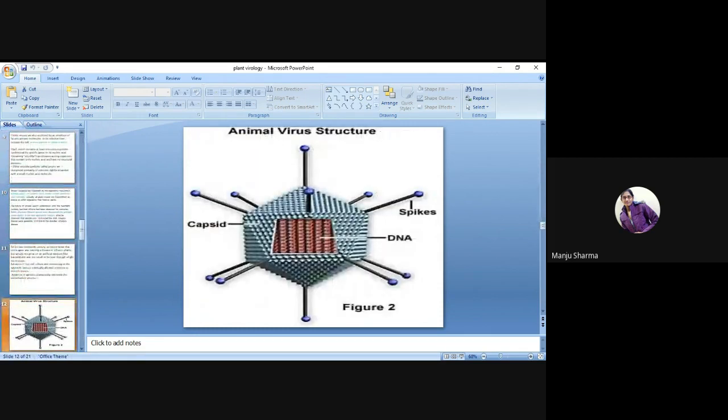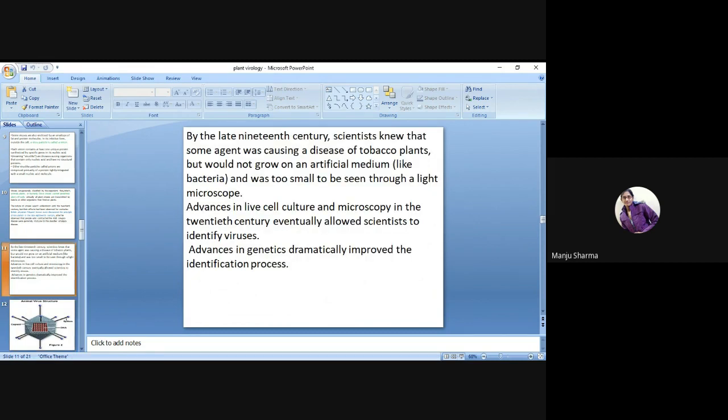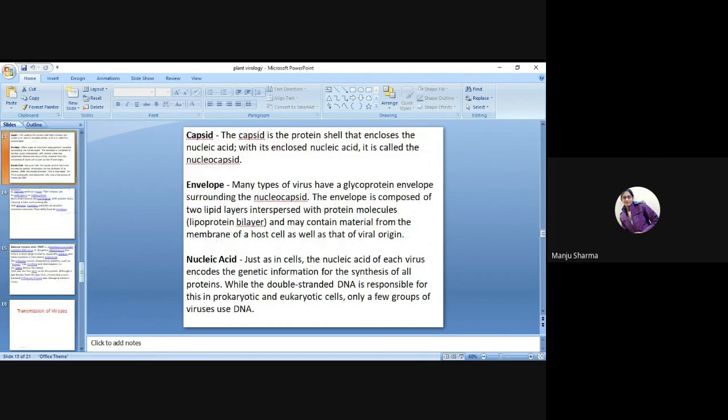So that is the structure of an animal virus, in which the capsid is there, spikes are there, and the genetic material. Through the spikes, basically, they will be attached to the host. The capsid is the protein shell that encloses the nucleic acid. With its enclosed nucleic acid, it is called the nucleocapsid.